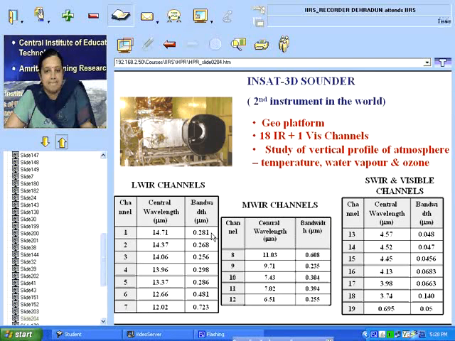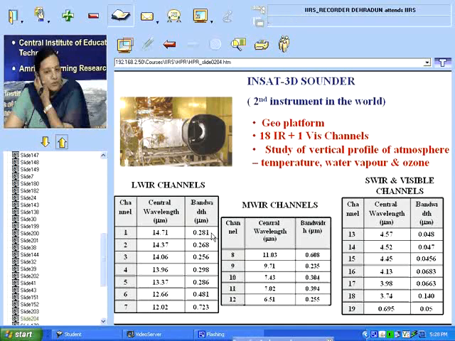Then on board the INSAT-3D, there is a sounder instrument. It has 19 channels, 18 in the infrared and 1 in the visible channel, which is used to study the vertical profile of atmospheric temperature, water vapor, and ozone. So here also it's a kind of hyperspectral sensor.